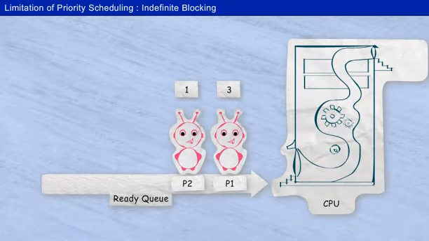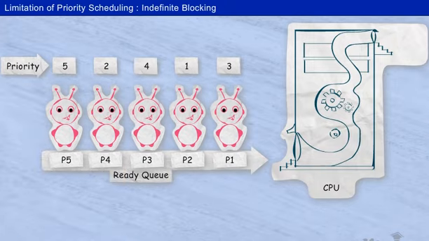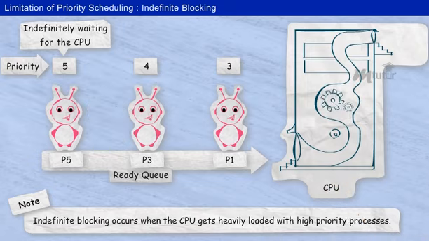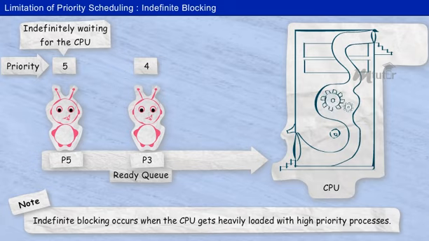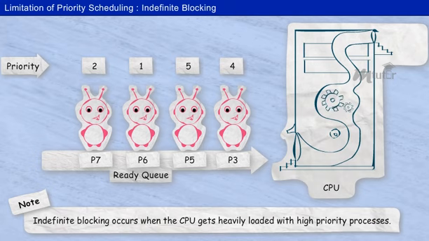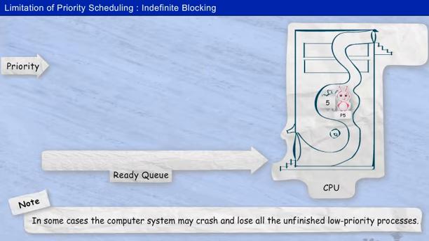In priority scheduling, a major problem is indefinite blocking or starvation. A process is considered as blocked if it keeps on waiting for the CPU in the ready queue. Indefinite blocking occurs when high priority processes are continuously added to the queue, that is, the CPU may get so heavily loaded with high priority processes that the lower priority processes never get the CPU. The low priority processes get the CPU only when it is lightly loaded. In the other cases, the computer system may crash and lose all the unfinished low priority processes.